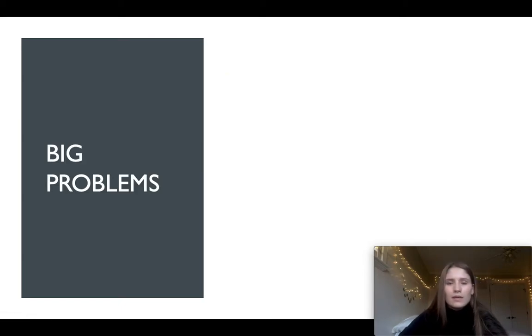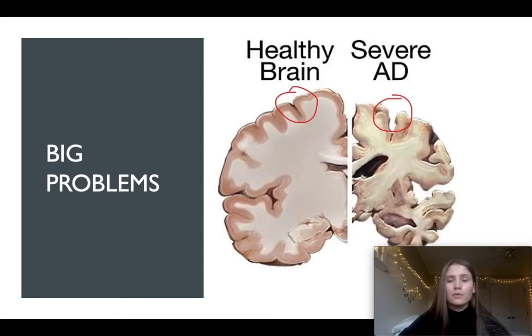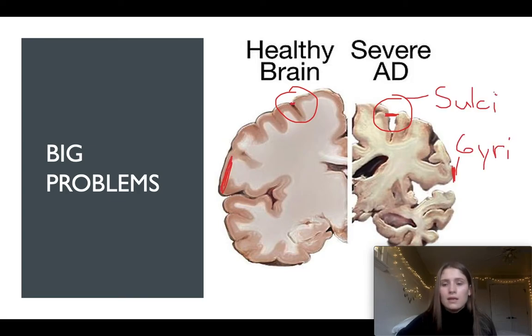Okay, and you might think, well, that's just a few neurons. How big of a problem can that be? Well, if you're looking at the brain structure, after a while, it does become a huge problem. So if you're looking here, if you look at the grooves of the brain, the sulci, they get very big because there's lack of that neuron connection. Neurons start dying, from a shrinkage of the brain. You also see the gyri. They also get very small.